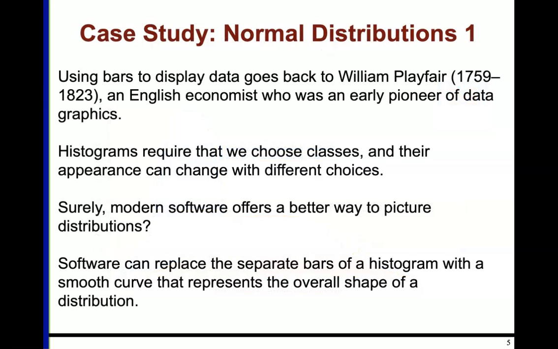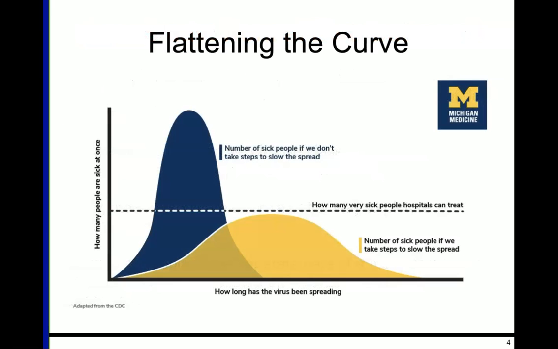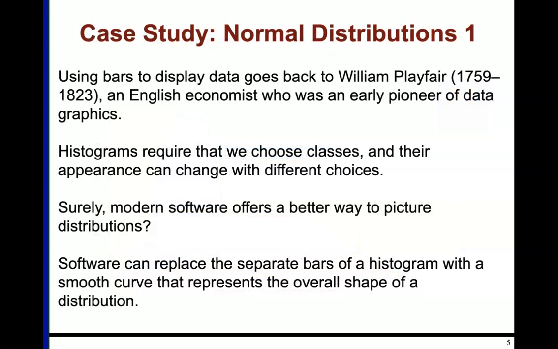So, what are these models? Why are they so important? And this goes back into the 1800s when we were looking at using different displays of data. William Playfair is one of the pioneers of this. And so far we've looked at these histograms where we have these rectangle bars. But how do we get a graph like the one here that was presented for flattening the curve?